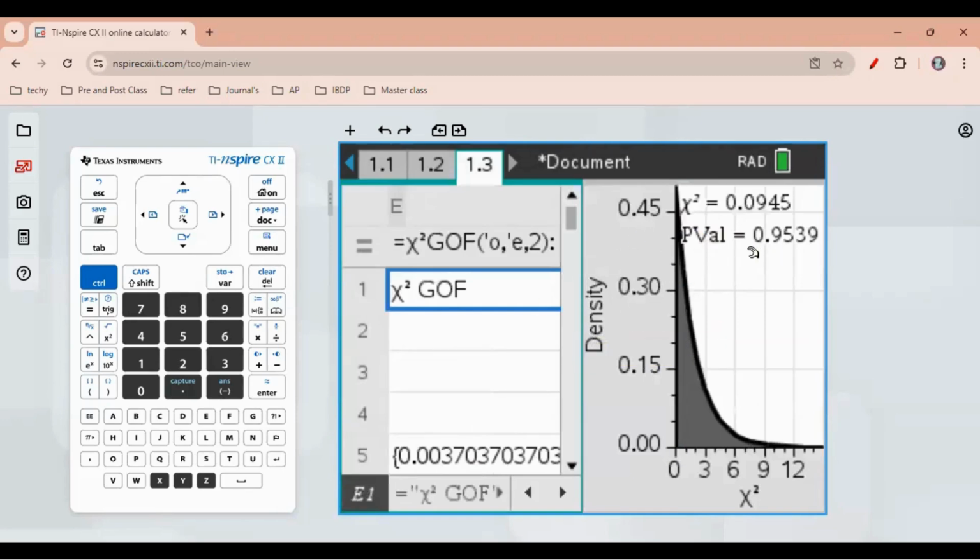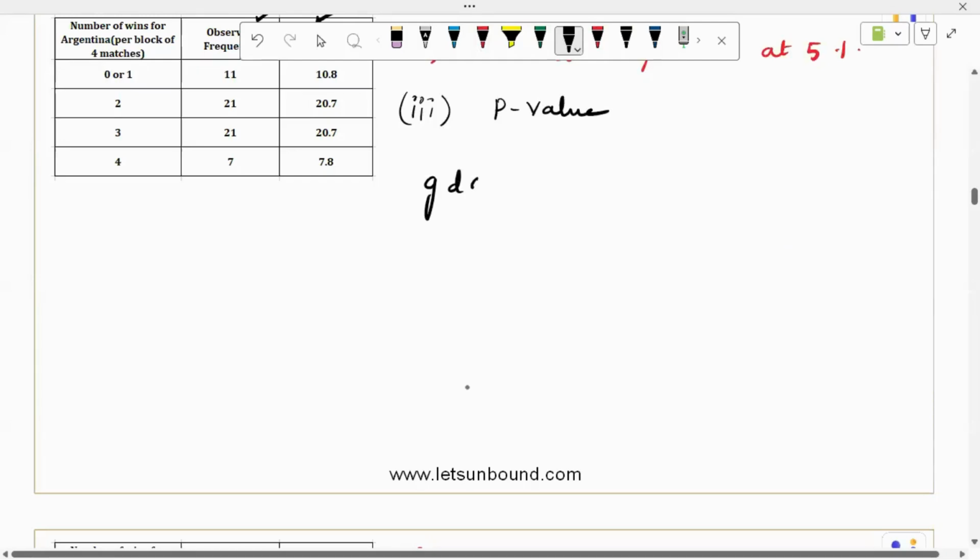So chi-square p-value is listed. Chi-square statistic value is listed, but we are focusing on this, right? 0.954. We are focusing on p-value. That's quite simple. Let's switch. So I got p-value from the GDC as 0.9539. So you can approximate as 0.954. This is my p-value, right?